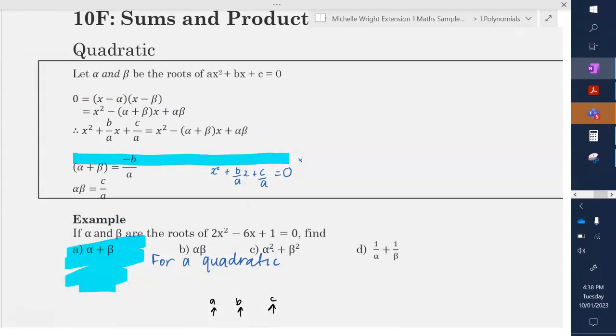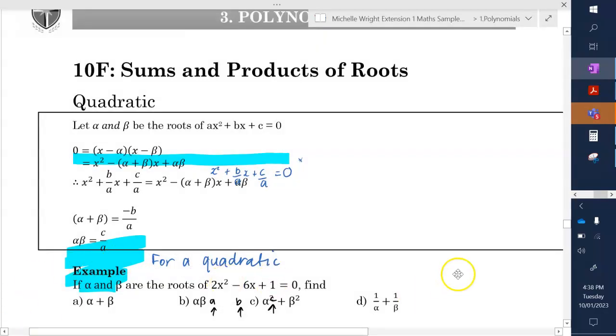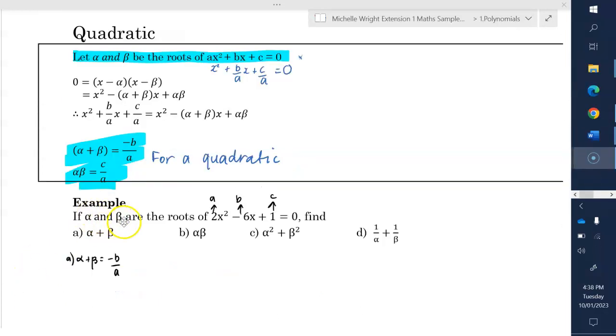So let's have a look at how we might use that below. Okay, so example number 1 here talks about alpha and beta being the roots of this quadratic. 2x squared minus 6x plus 1 is 0. And we want to find these 4 combinations in terms of alpha and beta. But the only thing we know is that the sum of the roots is minus b on a, and the product of the roots is c on a. So we can work out these first two fairly quickly.